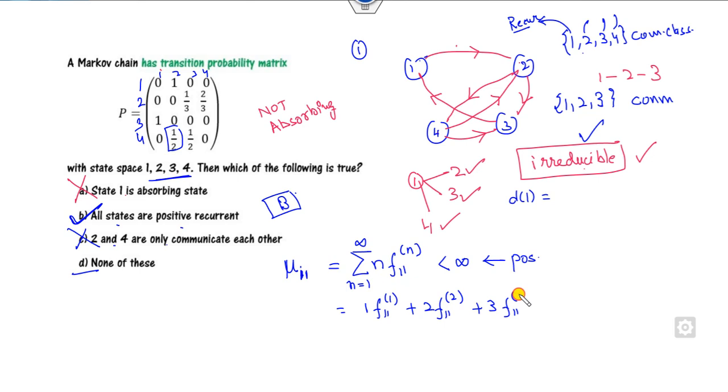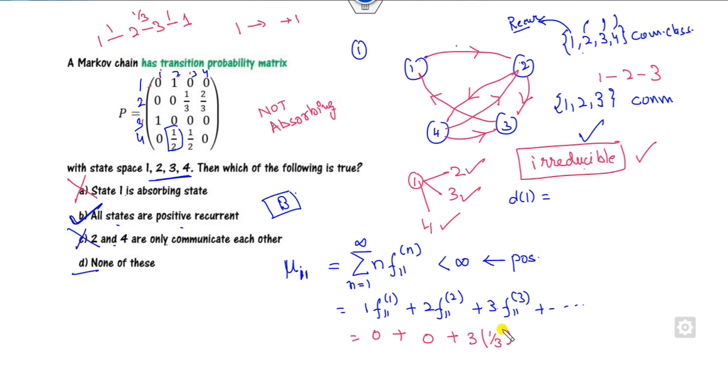Is it possible you can come back from 1 to 1 in one step? Self loop, no, so 0. Is it possible to come back from 1 to 1 in two steps? No, it is not possible. It is also 0. In three steps? Yes: from 1 to 2, 2 to 3, 3 to 1. The probability of 1 to 2 is 1, 2 to 3 is 1 by 3, and 3 to 1 is 1. So the answer is 1 by 3.